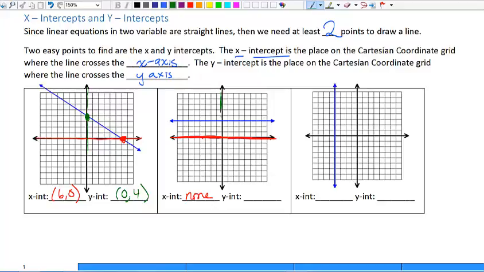Alright, so on my green, I'm going to highlight my y-axis. It looks like the blue line intercepts my y-axis at 0, comma 3. And on my last problem, on my x-axis here, the blue line intercepts my x-axis at negative 4, comma 0. My y-axis here, the blue line is never going to hit my y-axis, so I'm going to write none. There is no y-intercept for a vertical line.